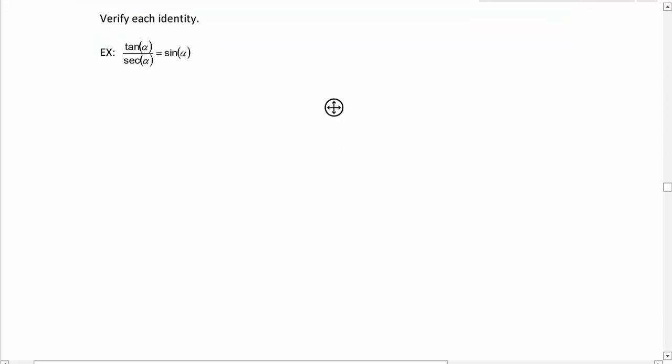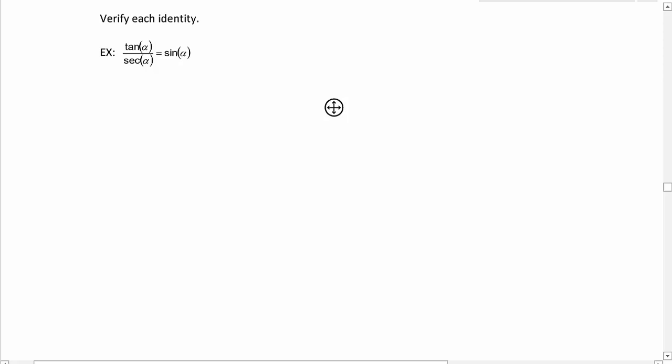All right, so let's verify. We'll start our first identity, tangent of alpha over secant of alpha. We want to show that that is going to be equal to sine of alpha. When doing these identities, you always want to start on one side and then show that it's equal to the other side. This isn't something where you're working two sides of an equation. There's no multiplying both sides by secant here. We're starting on one side and showing that it equals the other side.